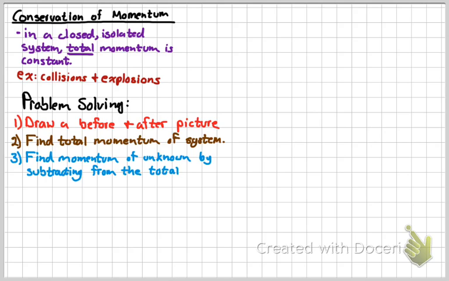The third step that you're going to do is figure out your unknown by subtracting the momentum that you do know from the total. You'll always have enough information to figure out one of the unknowns using momentum, like mass times velocity. Use the total momentum to figure out the other unknown.